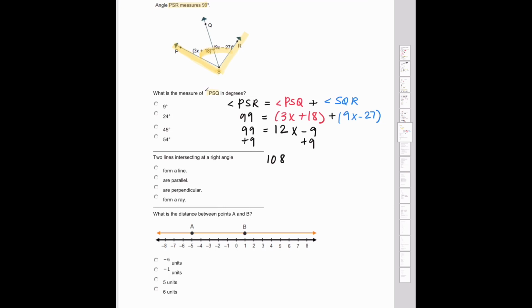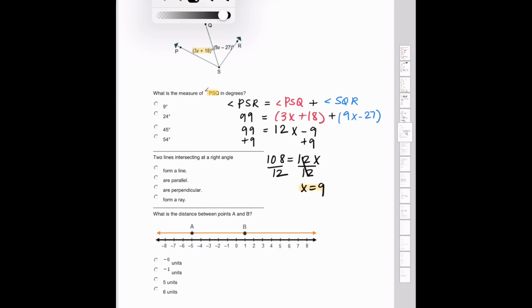So 108 equals 12x. Well, in order to isolate the x, we also have to divide by 12 on each side, which gives us x equals 9. Well, now that we know that x equals 9, we can substitute that into what we have been given for PSQ to find the exact angle measure in degrees of PSQ.